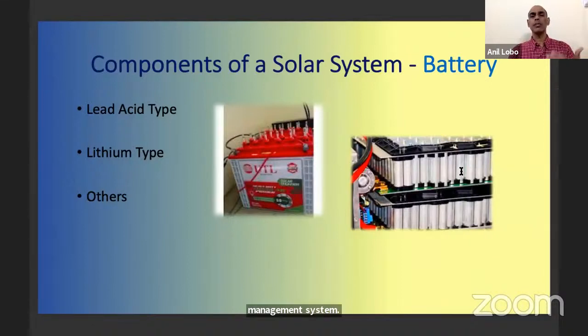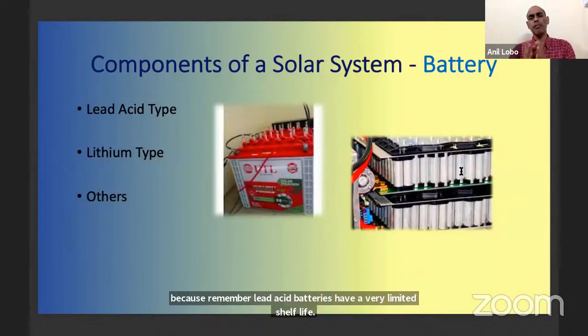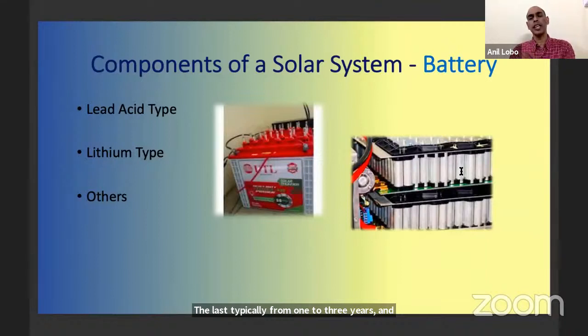If you're going for something that will last longer, remember, lead acid batteries have a very limited shelf life. They last typically from 1 to 3 years, and if properly designed, there are some batteries today that can last up to 5 years. So if you're going for a lead acid battery that will last for 5 years, make sure that you have a good battery management system so that you can charge and discharge it at an optimum level.